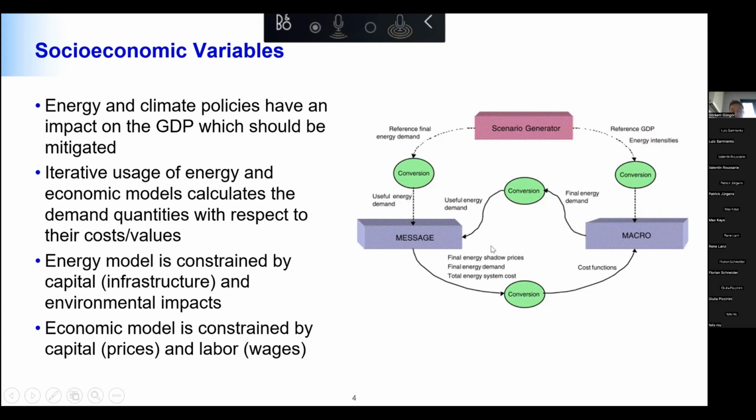However, we again have constraints here. Our energy model is constrained by the availability of capital, both monetary and non-monetary capital, and the environmental impacts, where our energy infrastructure, our energy system has to be resilient to environmental impacts. And the economic model is constrained by the availability of capital with prices and the availability of labor, which is calculated with labor wages.